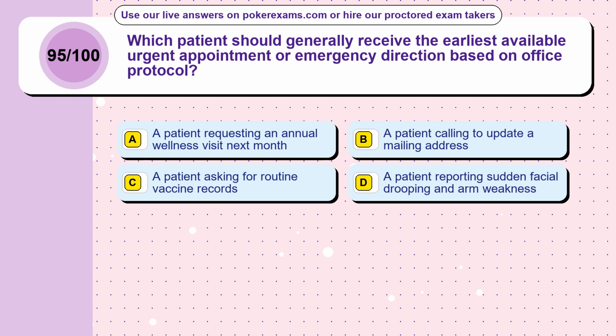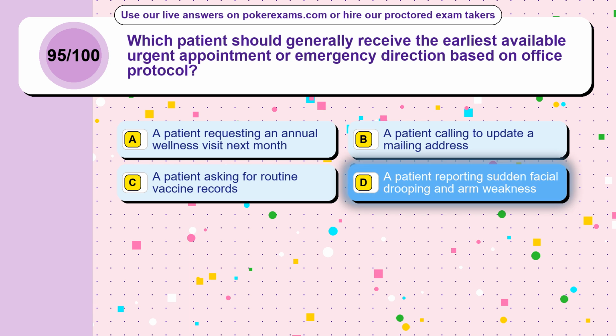Question 95. Which patient should generally receive the earliest available urgent appointment or emergency direction based on office protocol? Option A. A patient requesting an annual wellness visit next month. Option B. A patient calling to update a mailing address. Option C. A patient asking for routine vaccine records. Option D. A patient reporting sudden facial drooping and arm weakness.